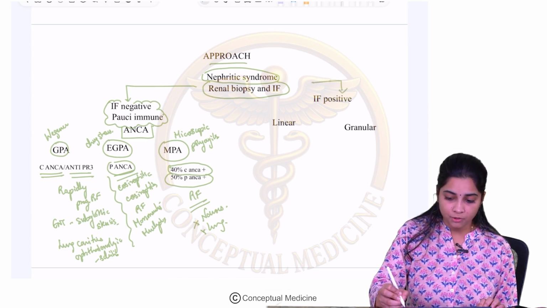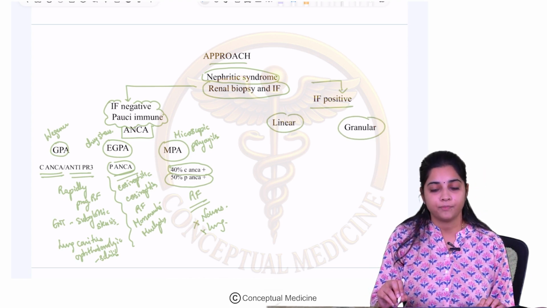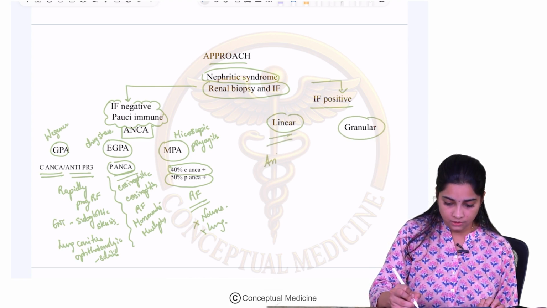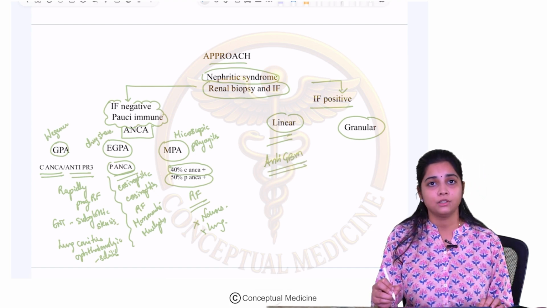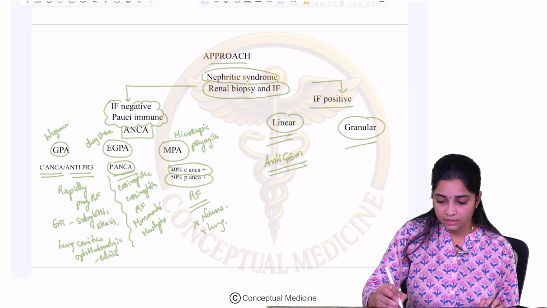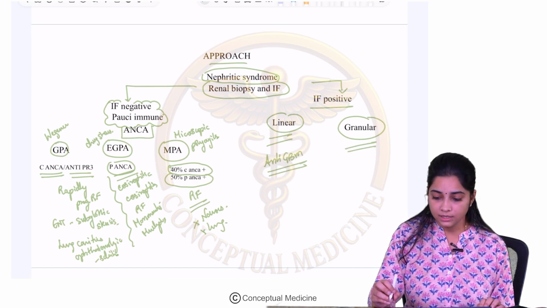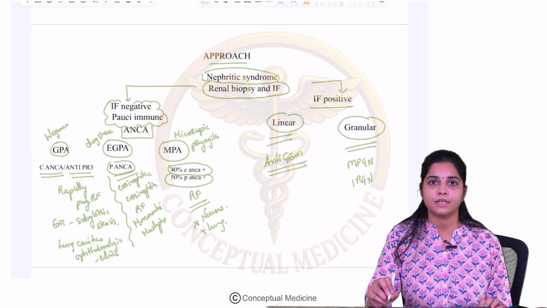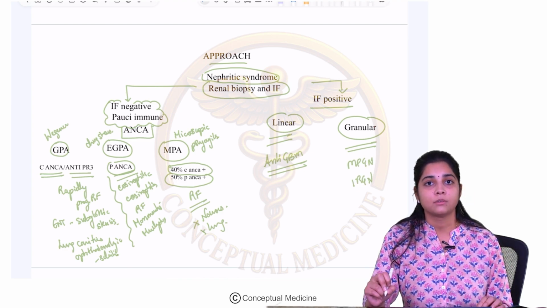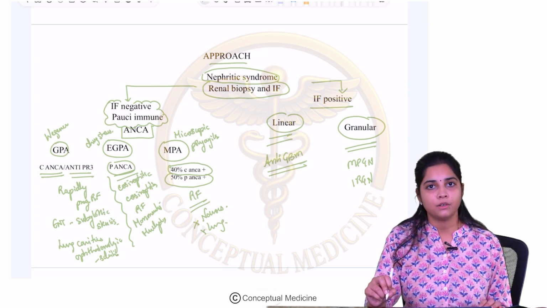Now if the IF is positive, you see whether this is a linear pattern or a granular pattern. A linear pattern is seen in your anti-GBM disease, and a granular pattern of immunofluorescence staining is seen in your MPGN, in your post-streptococcal glomerulonephritis, and so on. And on the electron microscopy, depending upon the locations, we find out what type of glomerulonephritis you are dealing with.